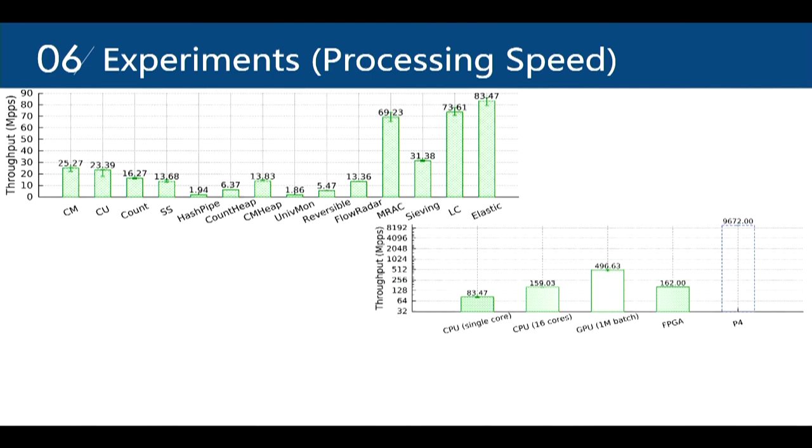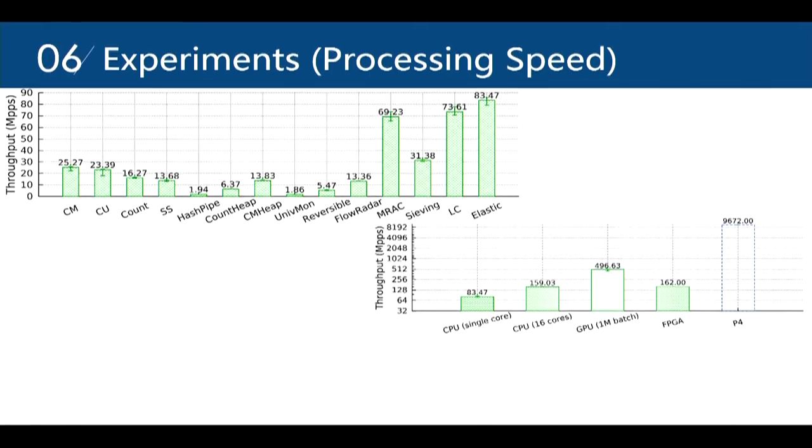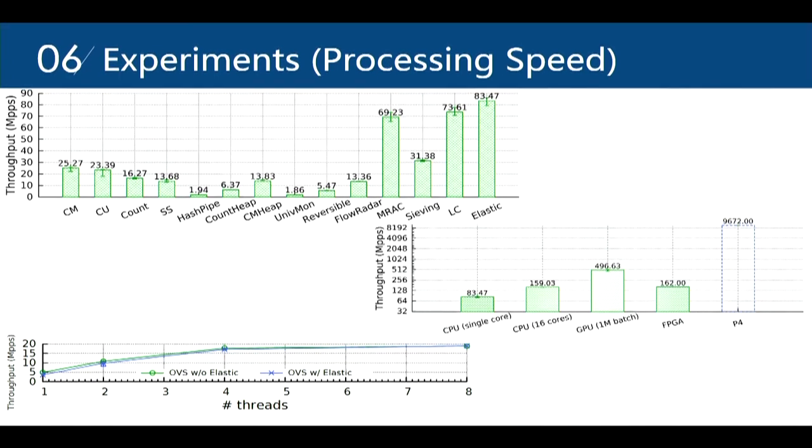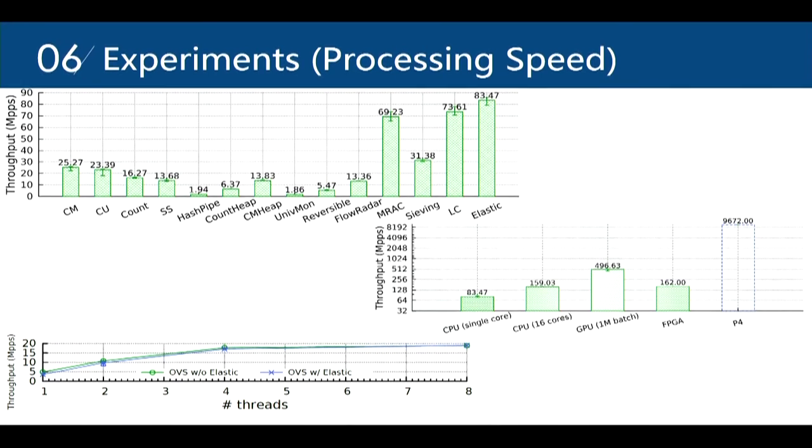And these are results for throughput on CPU, GPU, multi-core, P4, and FPGA platforms. We can see that the P4 switch can achieve much higher throughput than other platforms. For the throughput on OVS, we found that when using our Elastic Sketch, the throughput almost does not change.